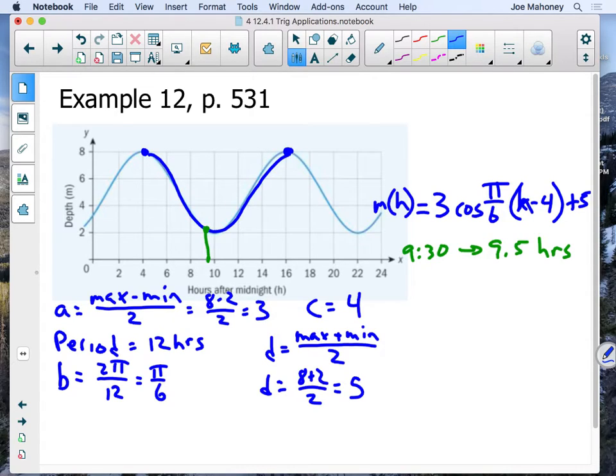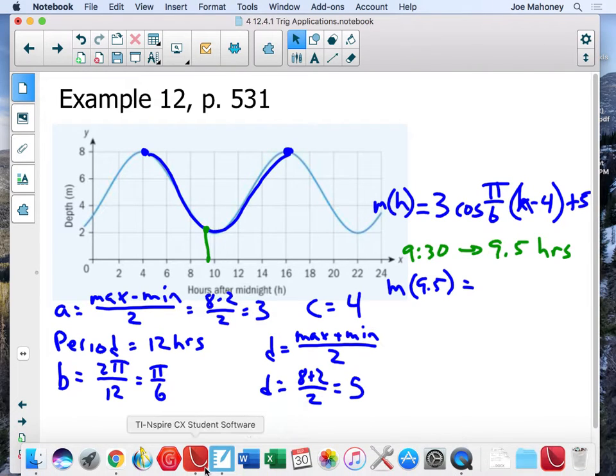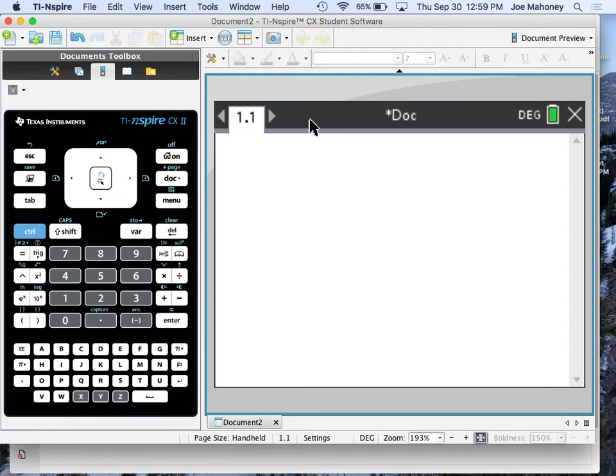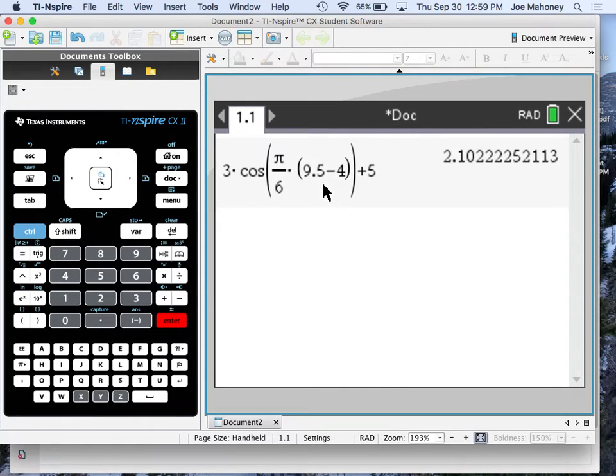So what we can do is substitute 9.5 into our equation and go to our calculator. So m of 9.5, let's go to the calculator and figure that out. Here we go. Let's make sure we're in radian mode for this calculation. 3 cosine of pi divided by 6 times 9.5 minus 4, plus 5. And we get about 2.10 meters.